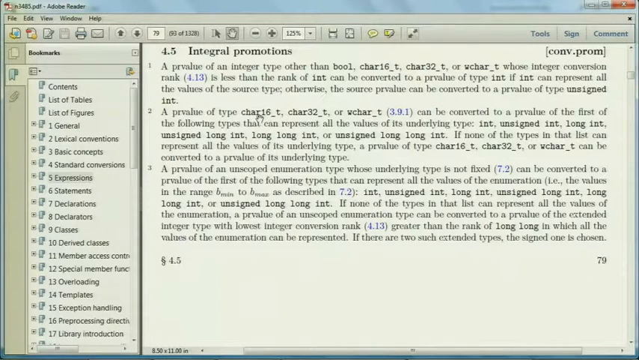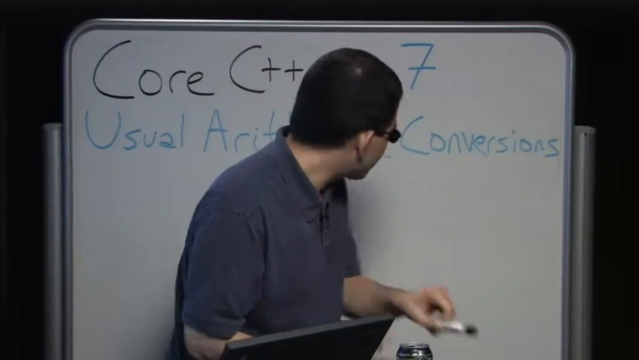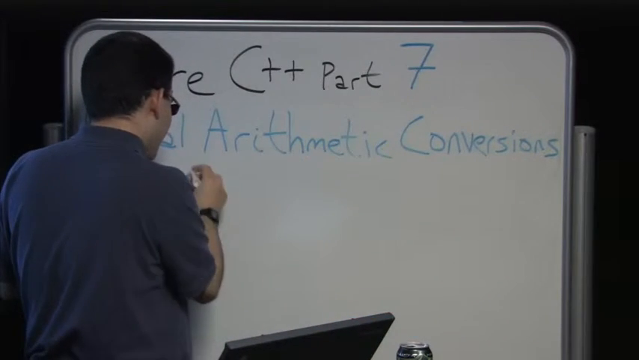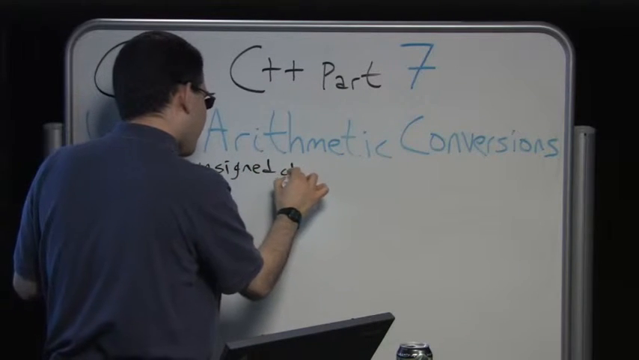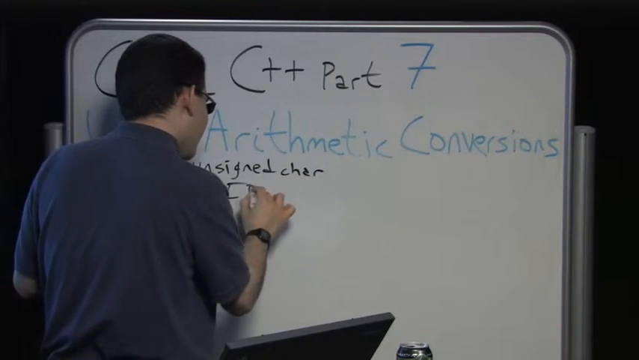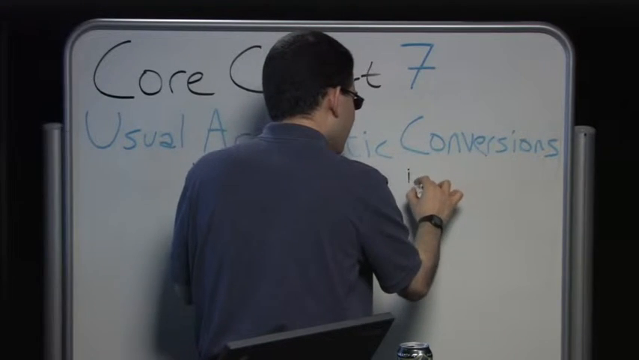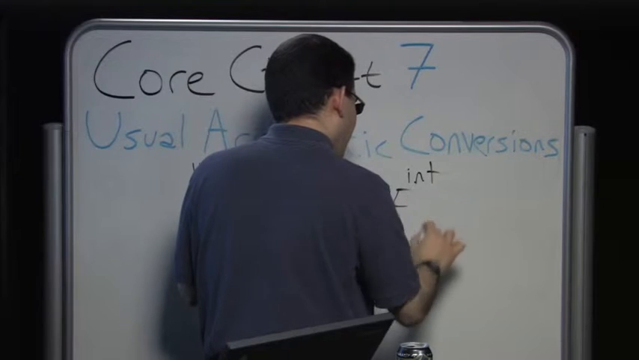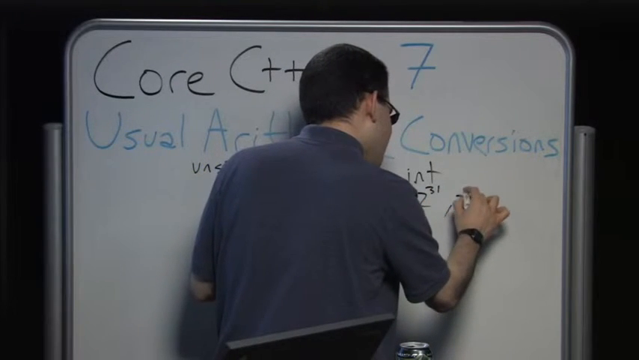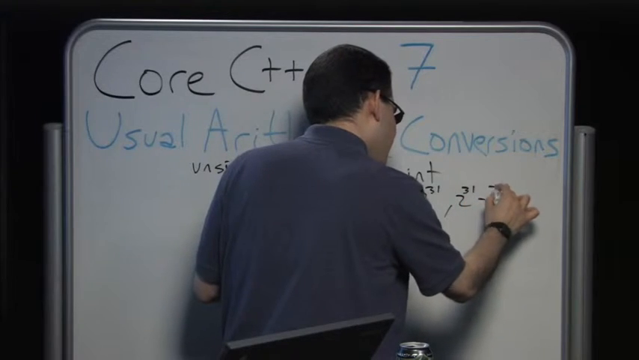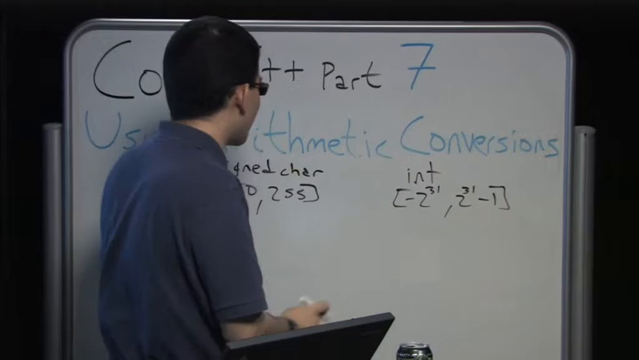I guess I can erase this doom here. The doom is still present, I just need the space. Okay, so if I've got something like an unsigned char, this is a value in 0 to 255 inclusive, and int on our 32-bit platform can represent negative 2 to the 31st, and then 2 to the 31st minus 1. Hopefully I'm not getting that wrong. So this is totally within this gigantic range.